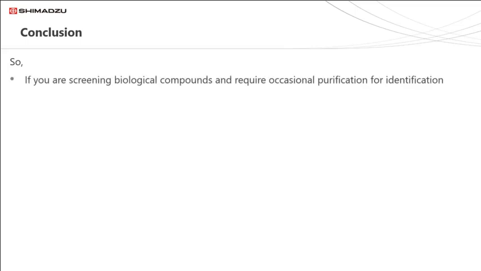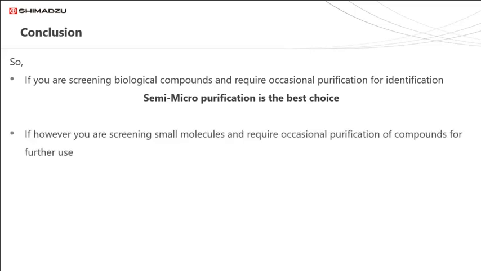So to conclude, if you are screening biological compounds and require occasional purification for identification, semi-micro purification is the best choice. If, however, you are screening small molecules and require occasional purification of compounds for further use, analytical scale purification is the best choice.